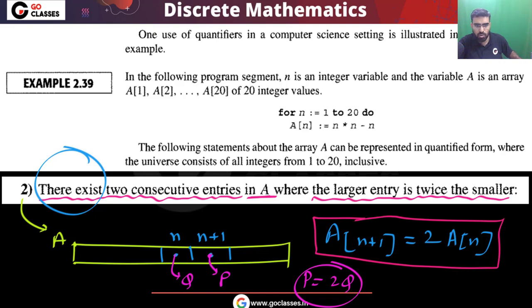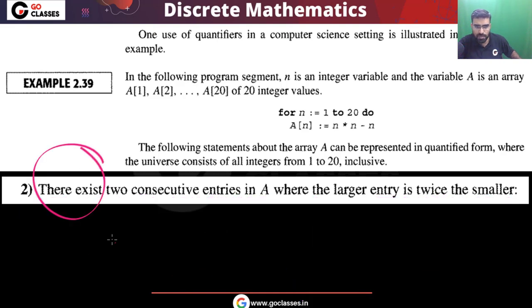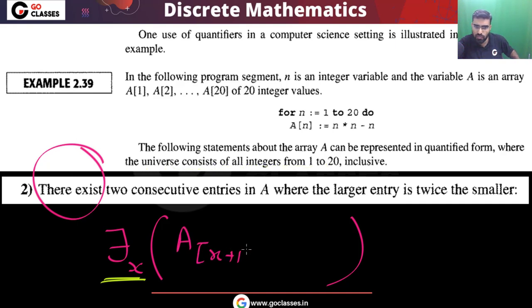So very simple, how to write this? You can say there exist n, or I can say there exist x, no problem. There exist x such that what will happen? And remember the domain is 1 to 20, this is the domain. So there exist x such that ax plus 1 is equal to twice of ax. So very simple, this is your answer.